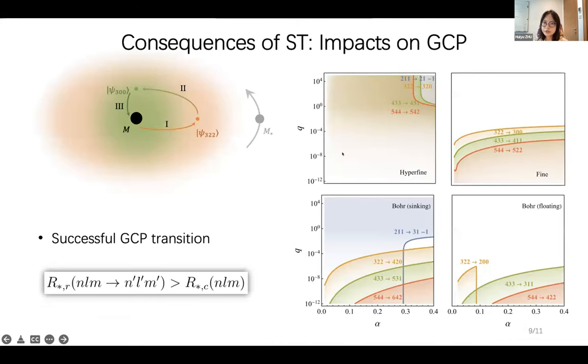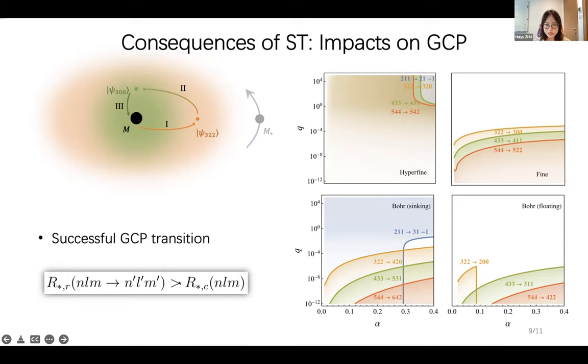Another consequence of superradiance termination is that it has an impact on the gravitational collider physics resonance. So let me review this again. Gravitational collider physics resonance means after we introduce a binary companion, if the orbital frequency matches the energy difference of different states of the gravitational atom, then there will be a quick state transition between the two states. And it will also give a back reaction to the binary companion, which changes the orbital motion of the binary companion. And it can also be detected by gravitational wave detection, or by the pulsar timing array. But in our case, we need that when the GCP transition happens, the separation of the binary companion should be bigger than the critical distance. Otherwise all the cloud will be absorbed and there will be no resonance anymore.